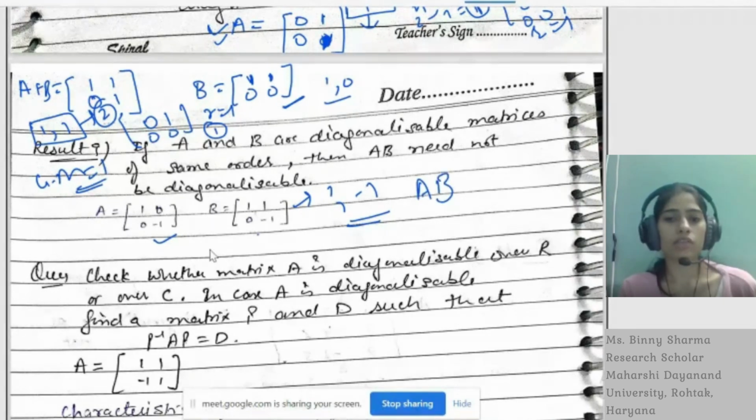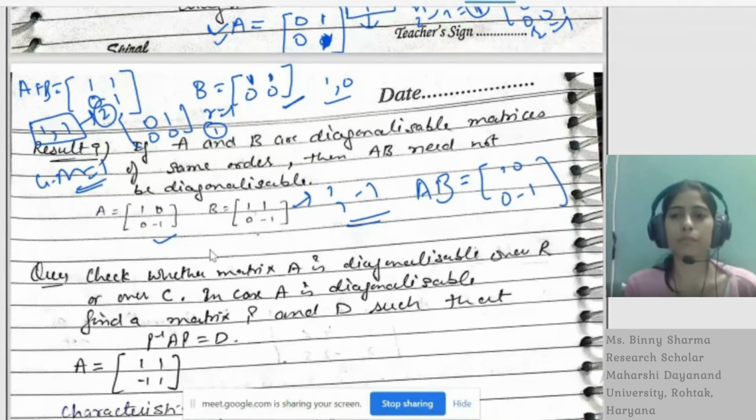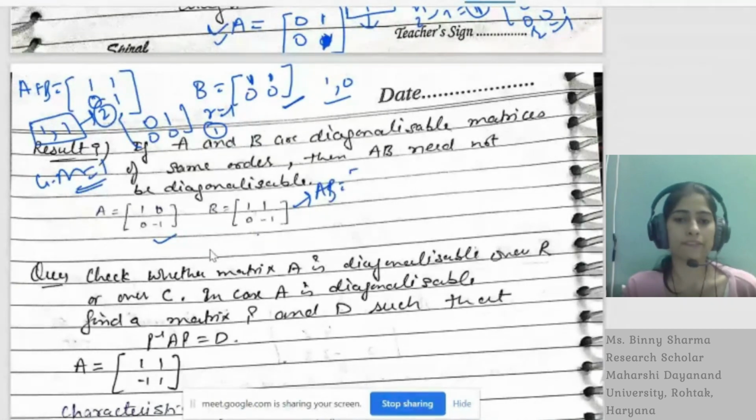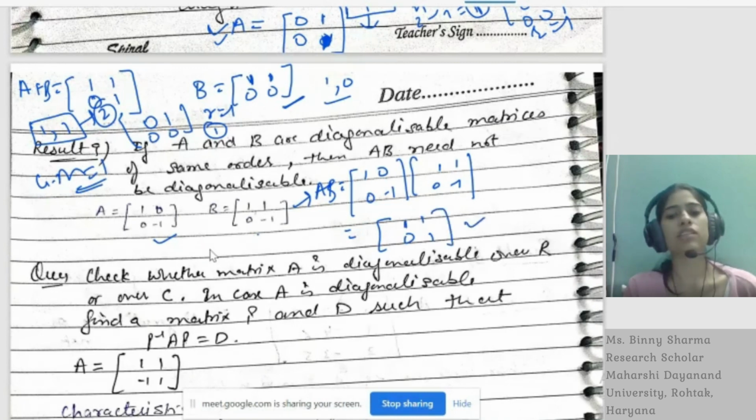But when we find the product AB, we get [1 0; 0 -1] times [1 1; 0 -1], but this matrix is not diagonalizable, because here the eigenvalues are 1, 1 and 1, but its geometric multiplicity is 1.